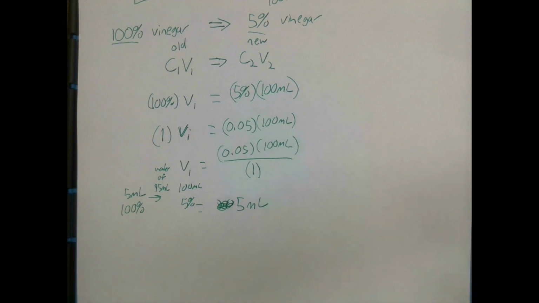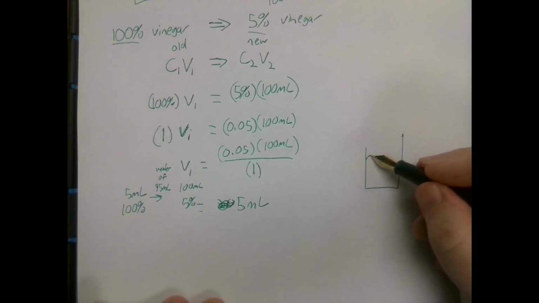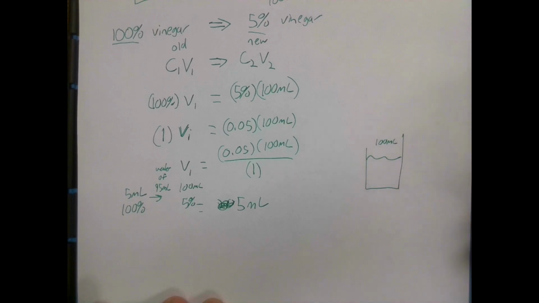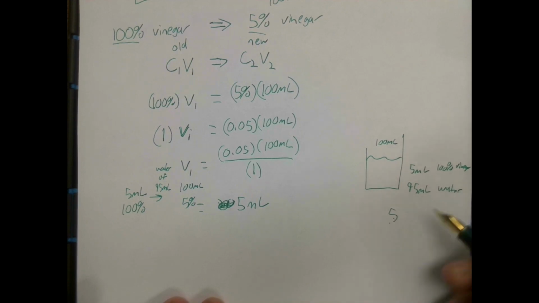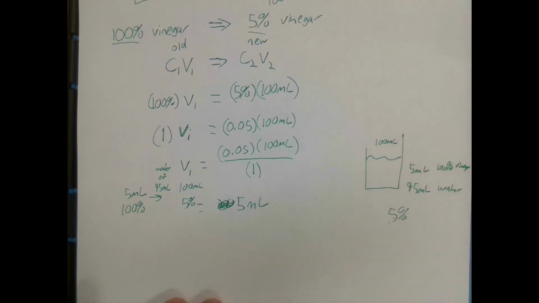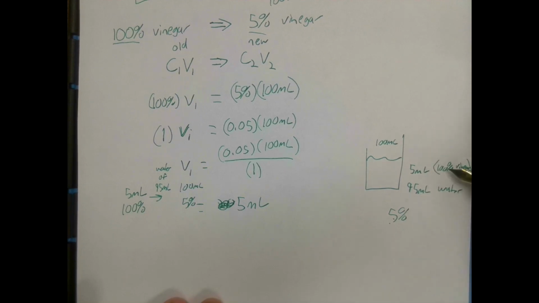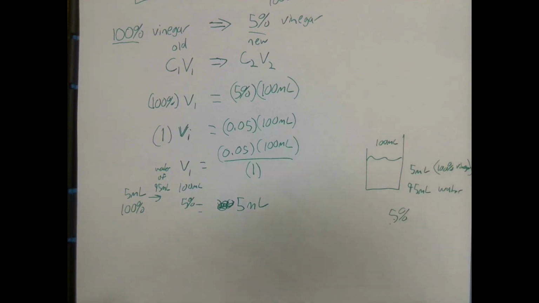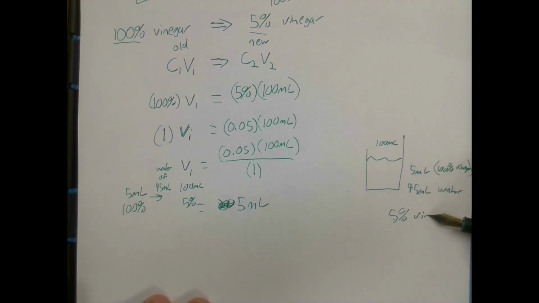Which makes sense, right? If you have 100 milliliters and 5 milliliters of it was 100% vinegar and 95 milliliters was water, then you would have 5%. If you put in 5 milliliters of 100% vinegar and then add 95 of water, you'd have 5% vinegar. Does that make sense?